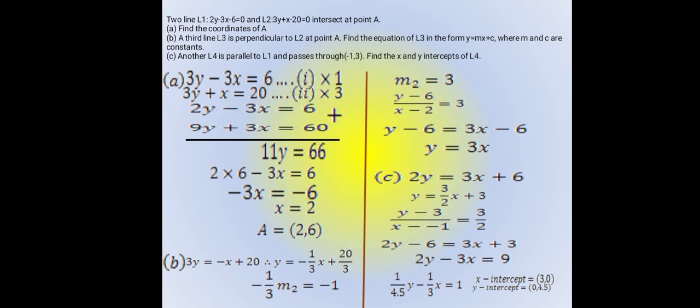Now, for the equation of the other line, we have to find its gradient. So the product of the gradients should be negative 1 compared to the line that it is perpendicular to, that's L2. Now we find the gradient to be 3, not negative 3, to be 3. And then finding the change in y, equating that gradient, we find that the equation of that line is y is equal to 3x.